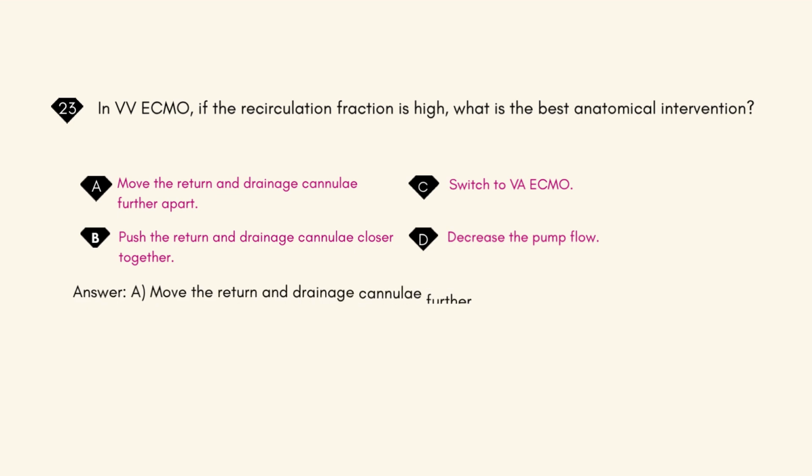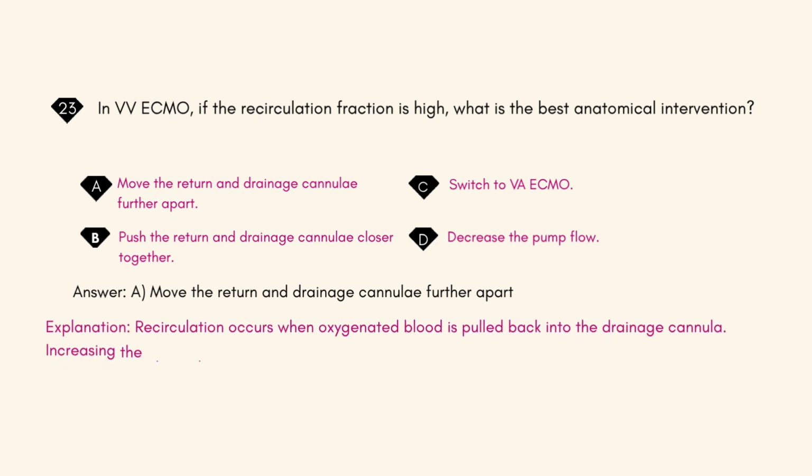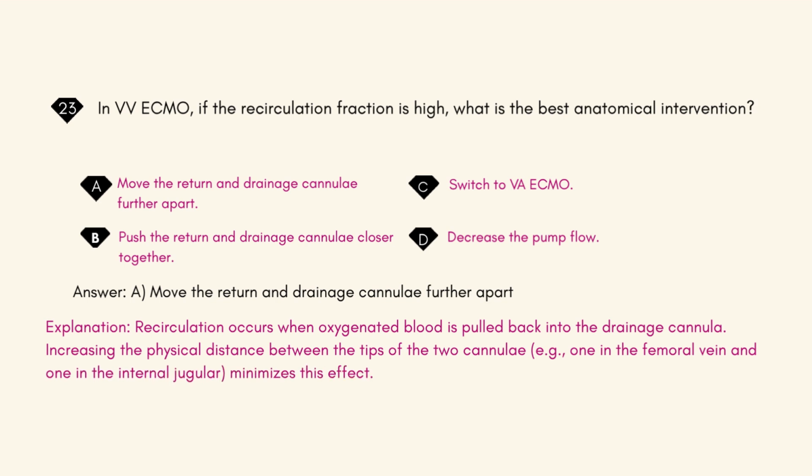Answer: A. Move the return and drainage cannulae further apart. Explanation: recirculation occurs when oxygenated blood is pulled back into the drainage cannula. Increasing the physical distance between the tips of the two cannulae, e.g., one in the femoral vein and one in the internal jugular, minimizes this effect.